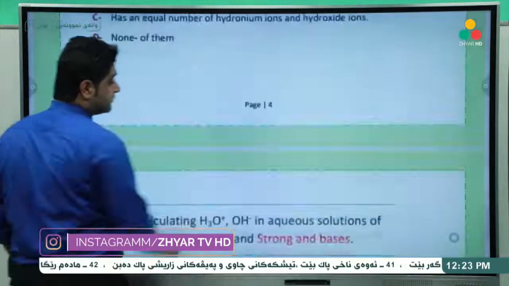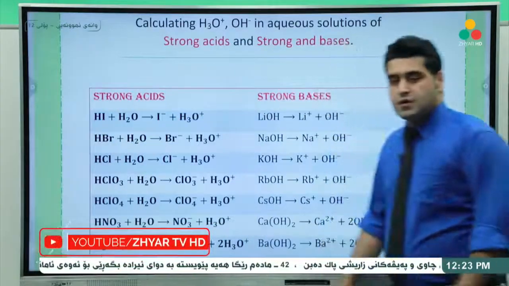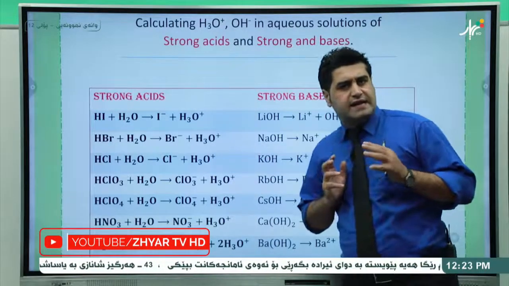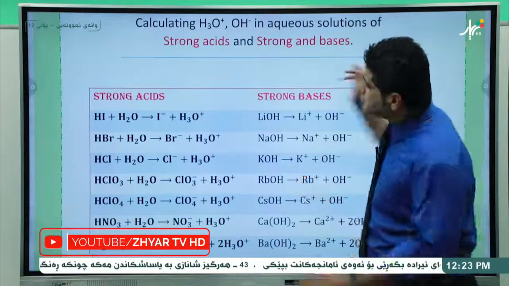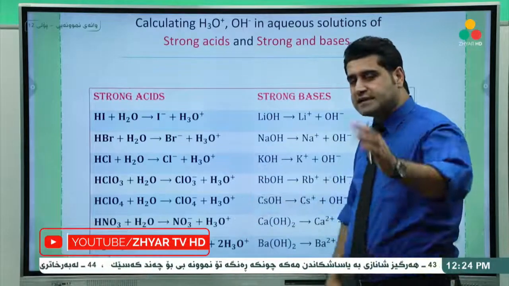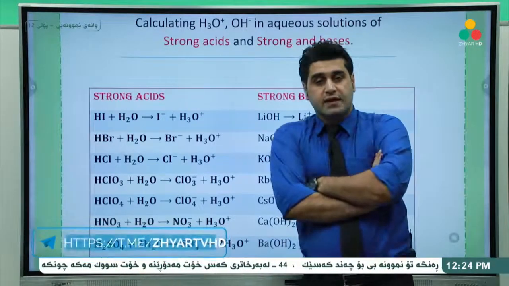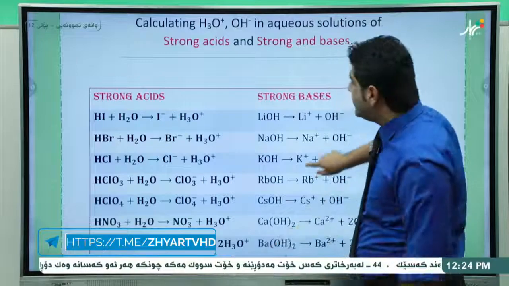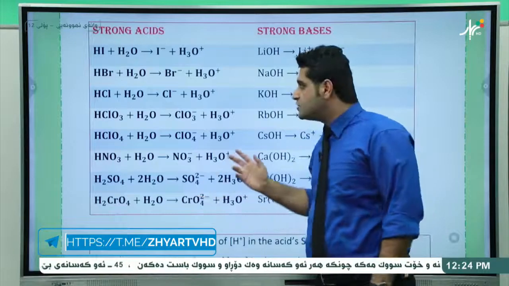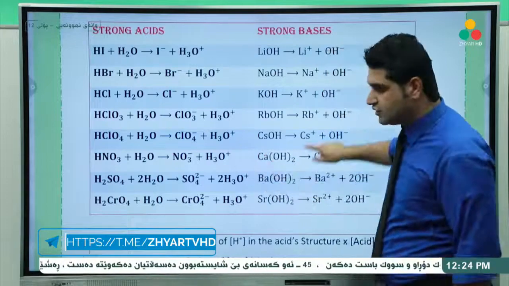Now, calculating hydronium and hydroxide ion in the aqueous solution. Well, now we're going to concern with the strong electrolyte in terms of strong acid and strong bases. So in here, we're going to concern only with the strong acid and strong bases to calculate the number of hydronium and hydroxide. That's why you have to review how to write the reaction or equation for the strong electrolytes such as strong acid and strong bases in their aqueous solution.